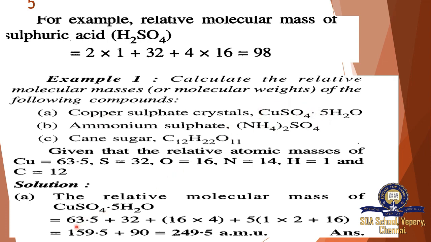So copper 63.5, plus sulfur's weight 32, plus 16, the atomic mass of oxygen, into 4 oxygen atoms, plus 5 water molecules, each with 2 hydrogen atoms, so 1 into 2 plus 16. Totally 159.5 for the copper sulfate plus 90 for the water. So we have 249.5 AMU, the molecular mass of copper sulfate pentahydrate.